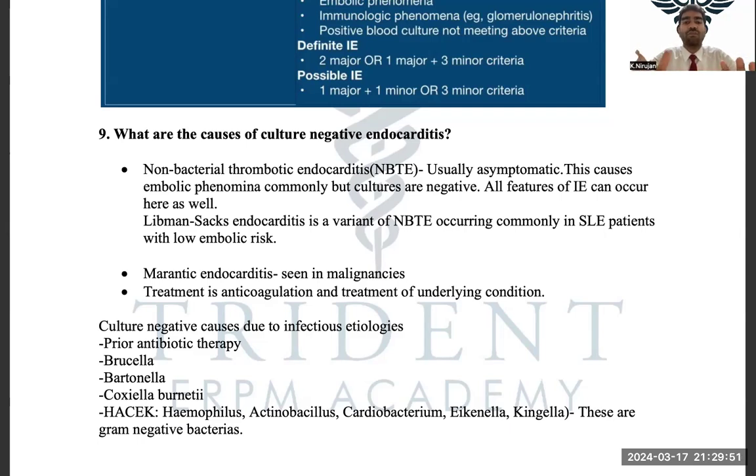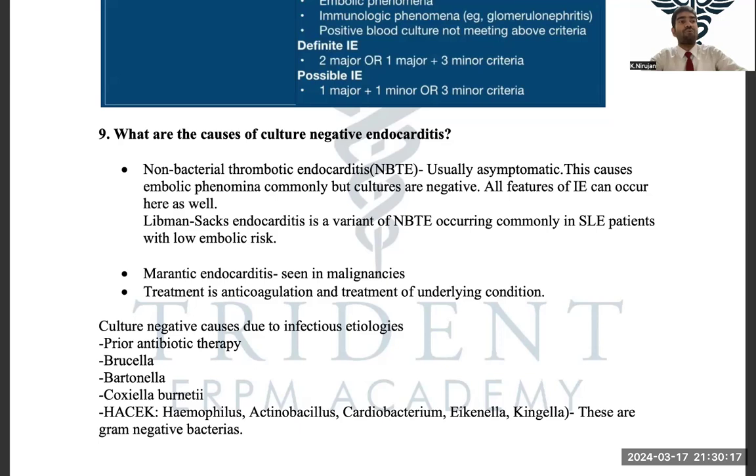So non-bacterial thrombotic endocarditis is usually asymptomatic, 50%. And it causes common embolic phenomena. If they present with embolic phenomena, how? They present with strokes, they present with renal infarcts, that's how they present. But having said that, though they are non-infective, they can present with fever as well. Okay. At times it might be very difficult to differentiate non-bacterial thrombotic endocarditis from infective endocarditis.